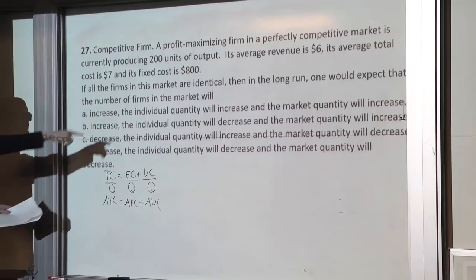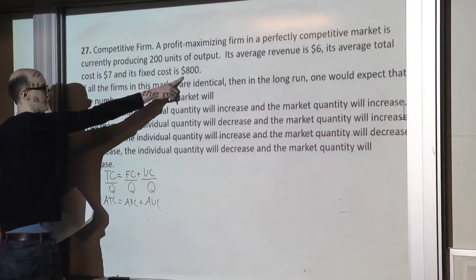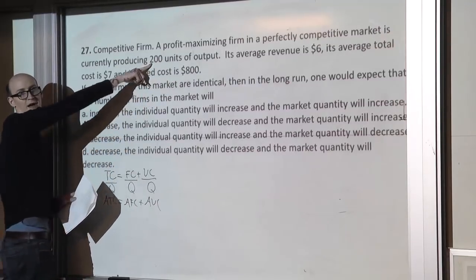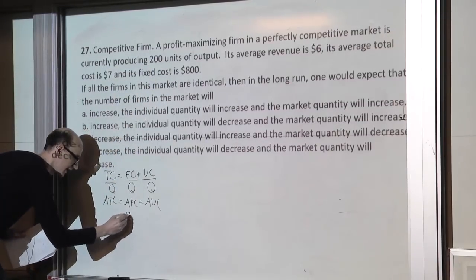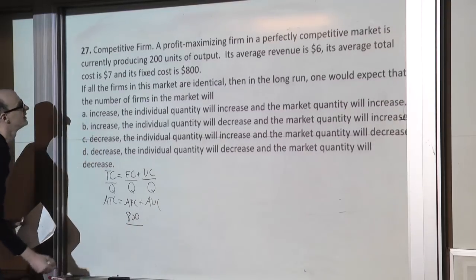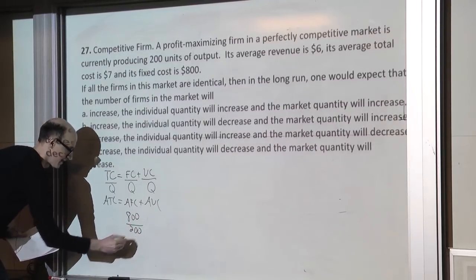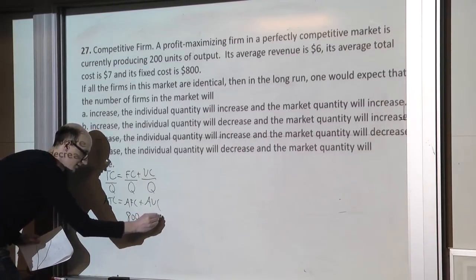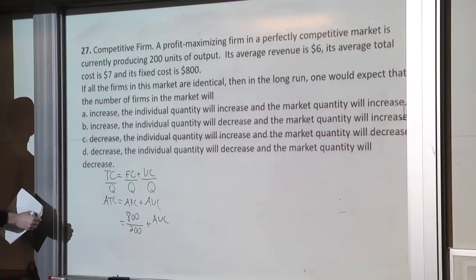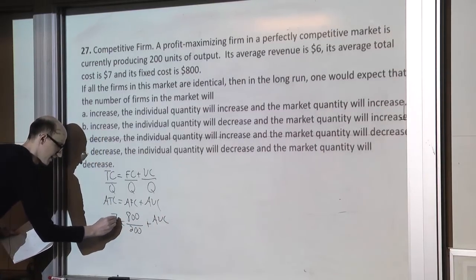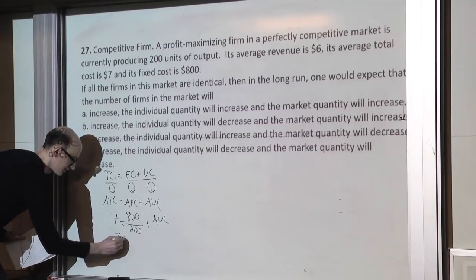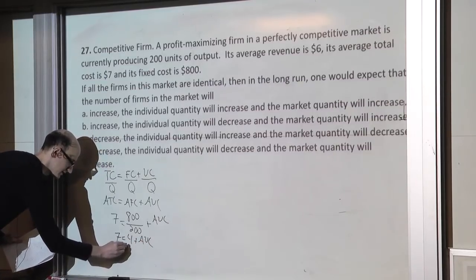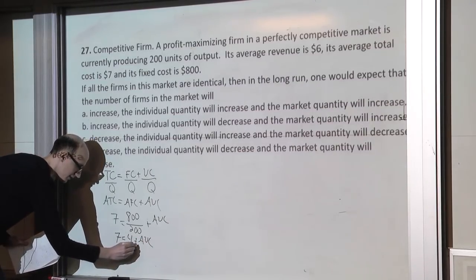And we know that fixed costs are 800, okay? So average fixed costs are going to be 800 divided by the output. So that's 800 divided by 200, or 4, plus average variable cost equals average total cost of 7. Okay, so this is going to be 7 equals 4 plus average variable cost. So average variable cost is going to equal 3.